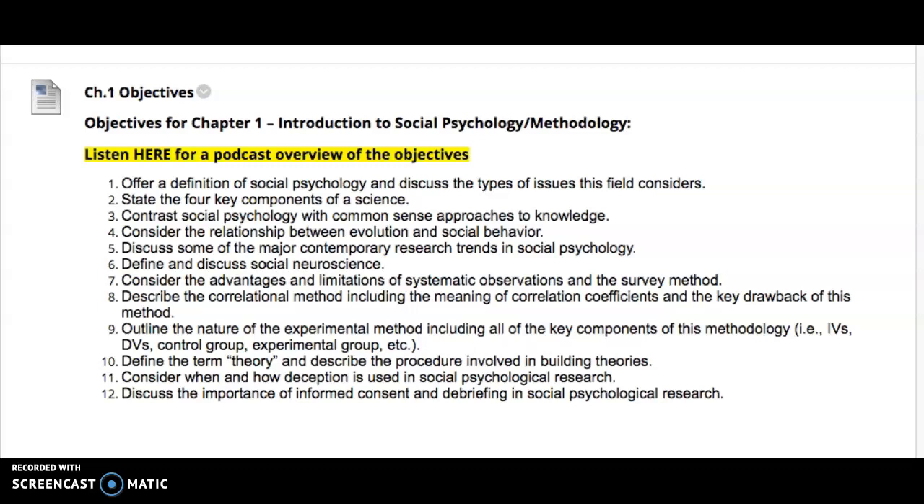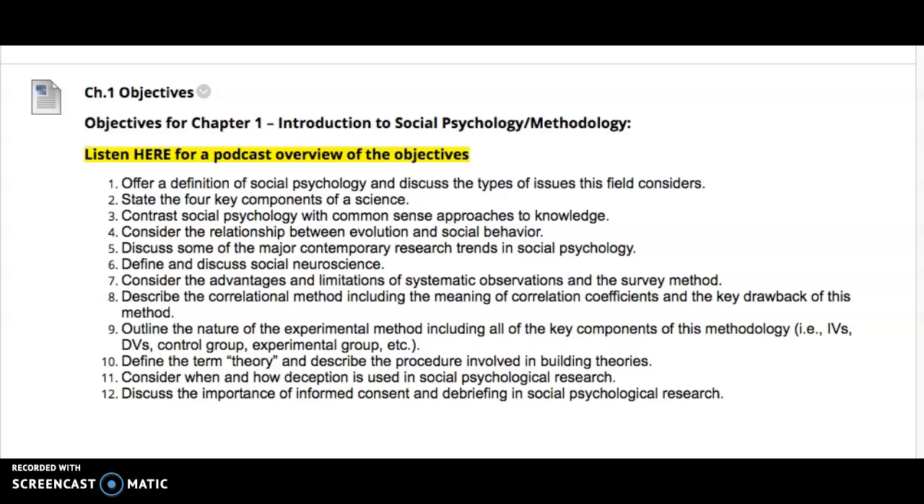And deception is going to be one of the big topics in our discussion posting for this week. So you'll be taking a look at what kinds of deception are used in social psych research, when and why, and how do we make it ethical. We obviously don't want to deceive people to the point where we're harming them or hurting them or putting them in danger. That would be unethical.